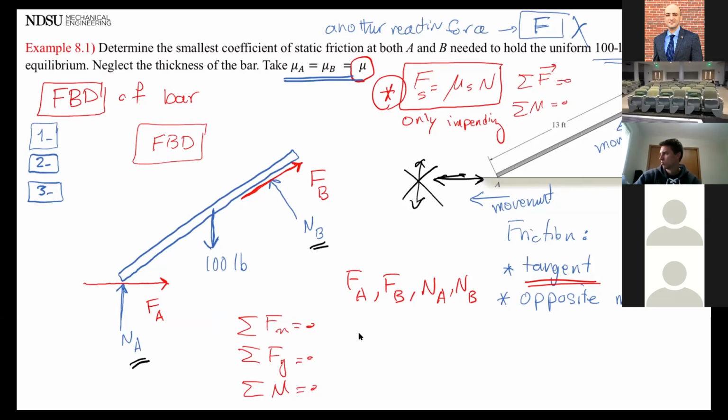So the next thing we did, we wanted to add friction forces on it. We figured out the movement, which will happen at point A and point B, and we put a friction force perpendicular to the normal force, or tangent to the surface, in the opposite direction. Okay, so that's how we had the free body diagram last time. Any questions on the free body diagram?